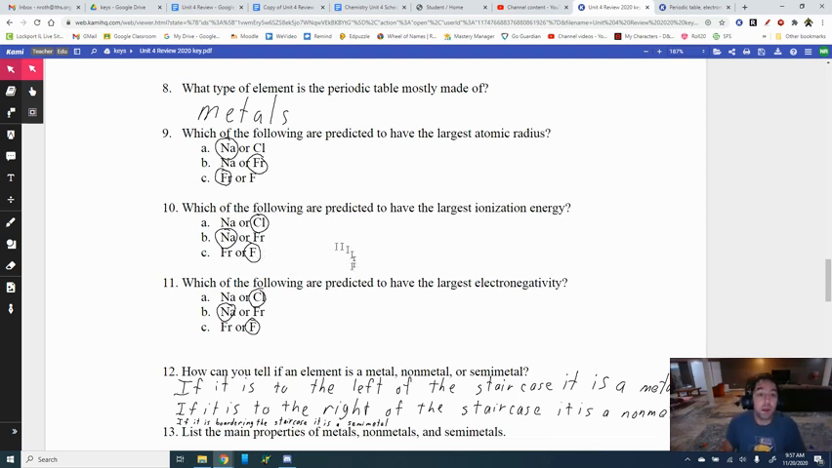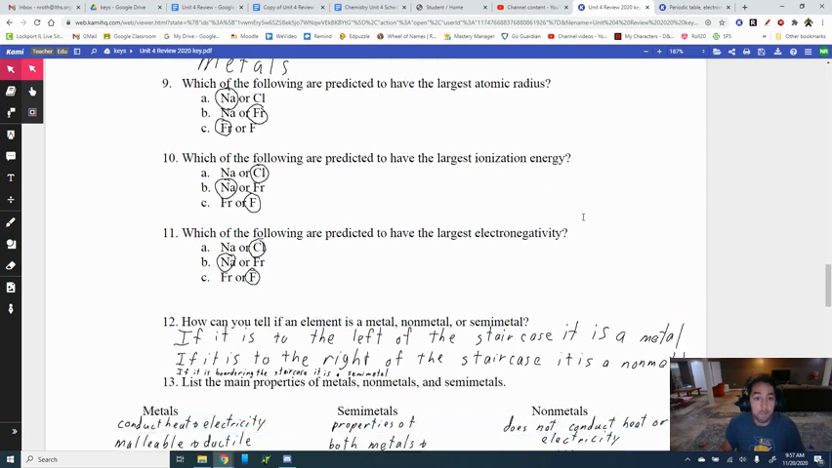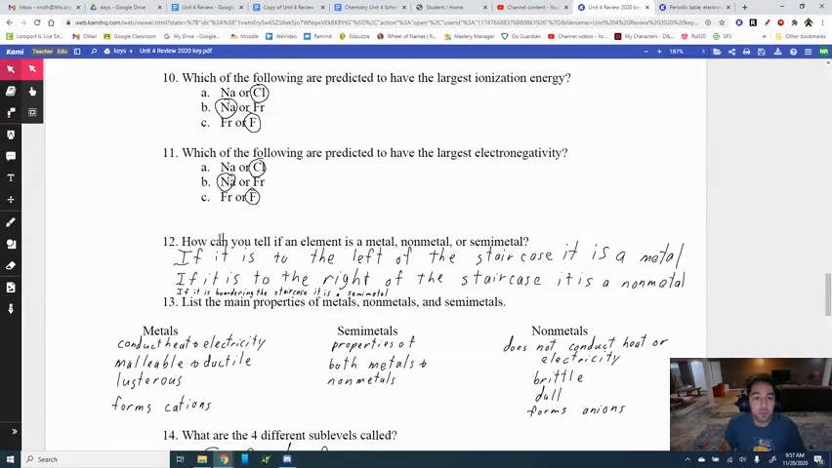Okay. Last, electronegativity. Now remember, electronegativity has the same trend as ionization energy. So all of those same things are going to be true since we're using all the same elements here. Cl is going to be higher, Na is going to be higher, and F is going to be higher. Okay. All right, so here's that staircase question. How can you tell if an element is a metal, a non-metal, or a semi-metal?